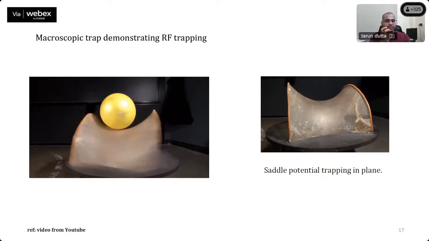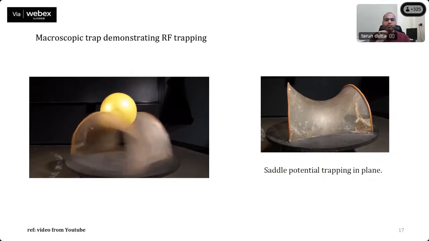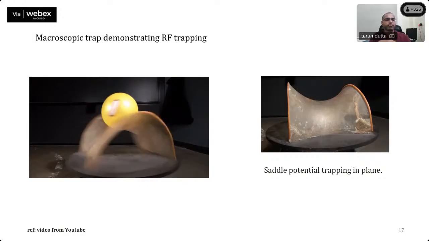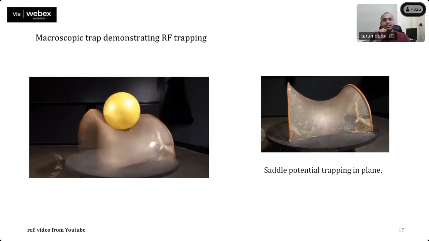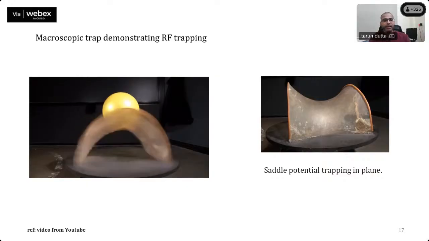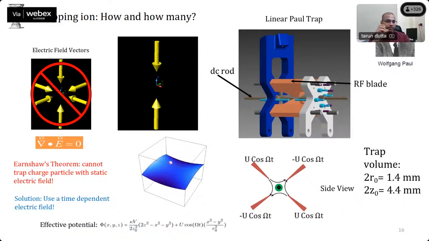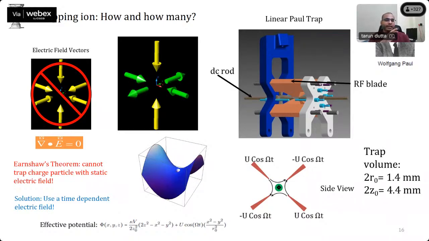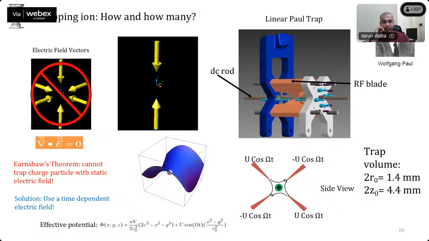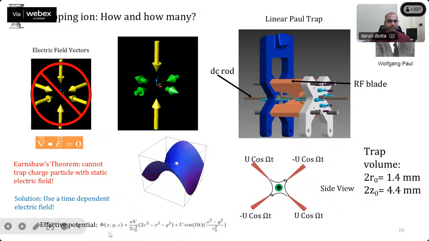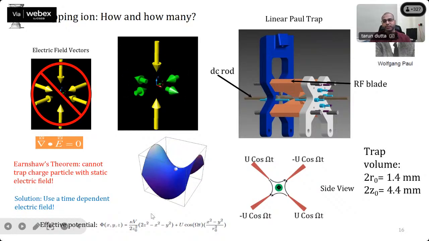It has to be faster compared to the motion of the ping pong ball, right? If the motion of the ping pong ball is higher compared to the rotational frequency of this saddle potential, then you cannot trap. Similarly, in the case of an ion, along the radial direction, you can think of it like so. You can get an analogy of how we can trap the ion. And this is the effective potential, which is the total potential, both RF and DC.